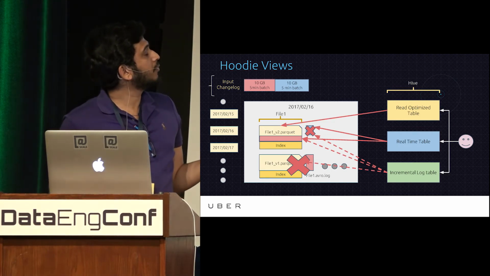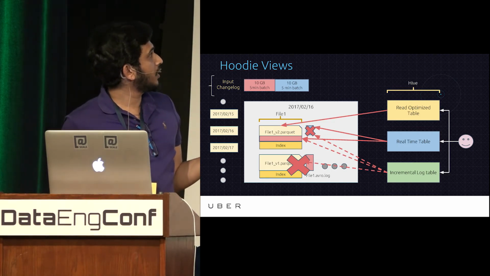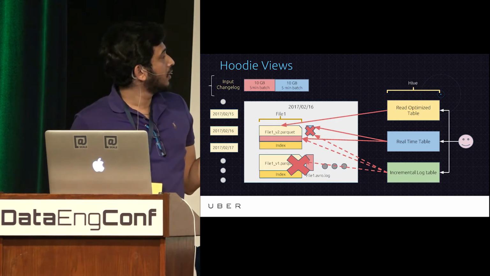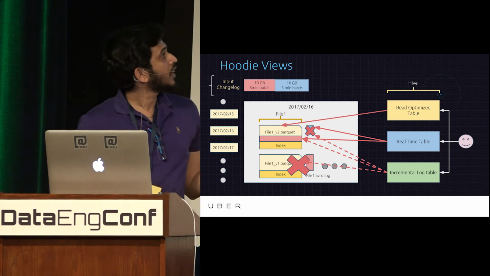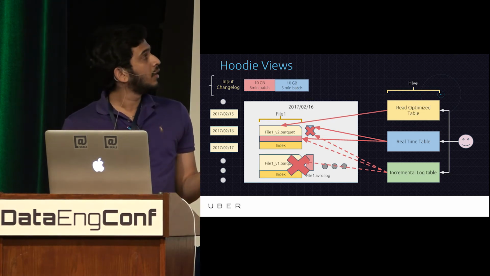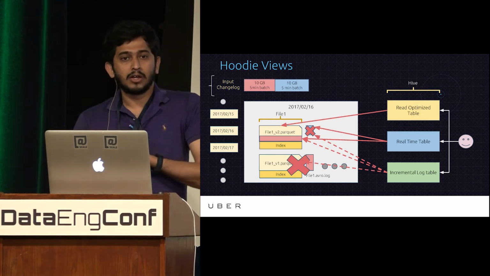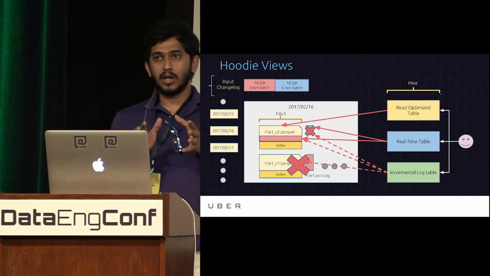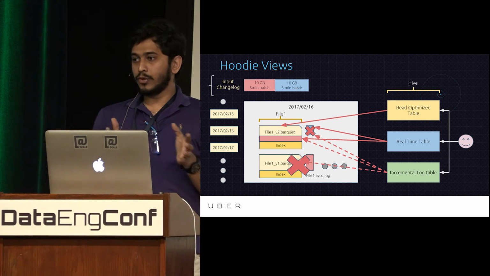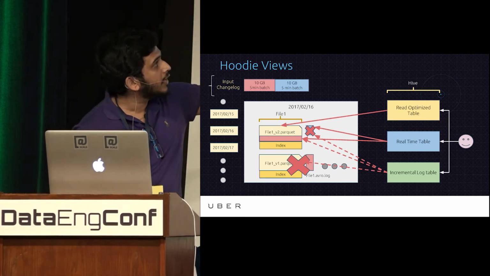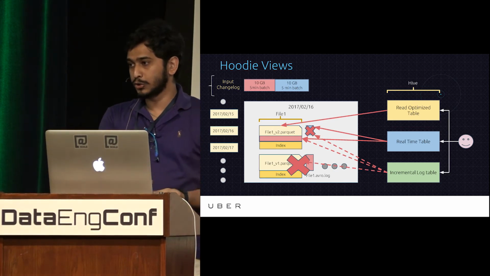But the real-time table essentially is going to read the latest Parquet file and the latest accompanying log file containing unmerged changes, and then merge it on the fly and return the results back. So you get both tables if you do merge on read. You can even join the read optimized table with the real-time table if you choose to.